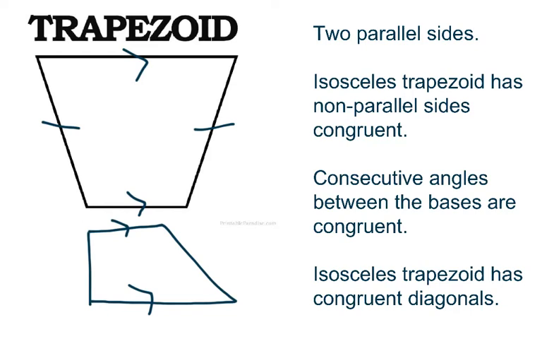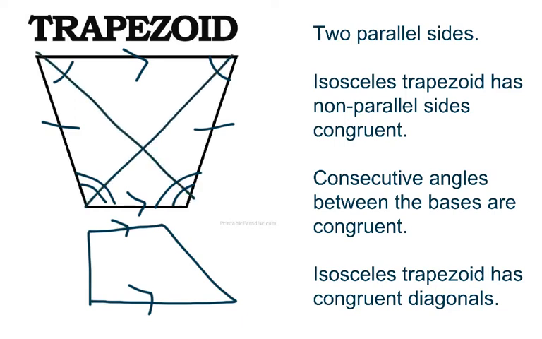Consecutive angles between the bases are congruent. So like here and here, those angles are going to be congruent to each other. And then an isosceles trapezoid has congruent diagonals. So when I draw the 2 diagonals, they would both be the same length. They don't bisect each other necessarily, but they would be the same equal length.